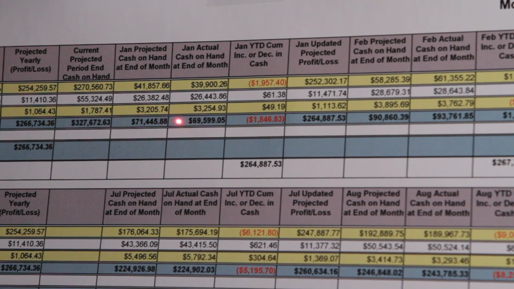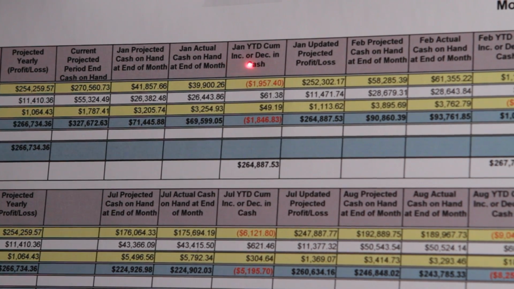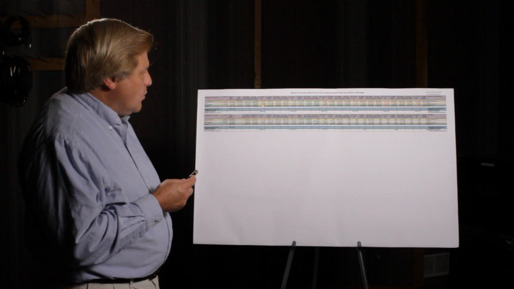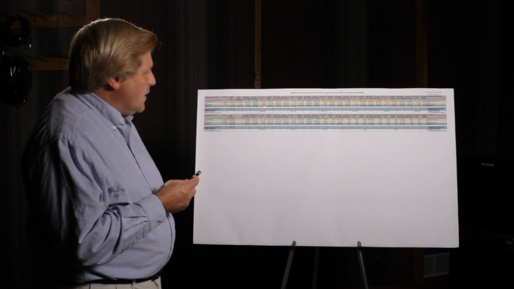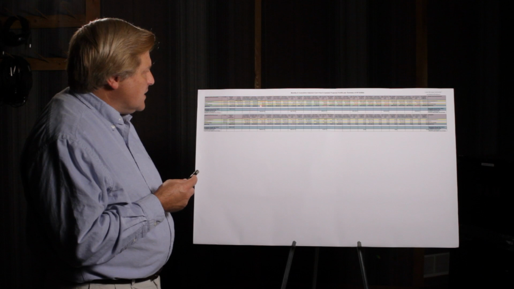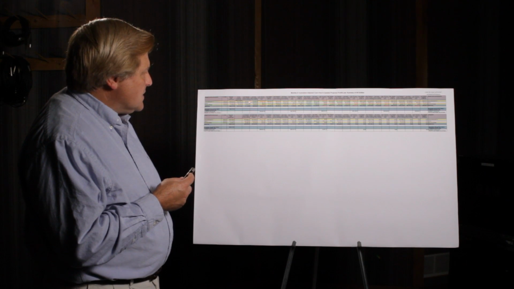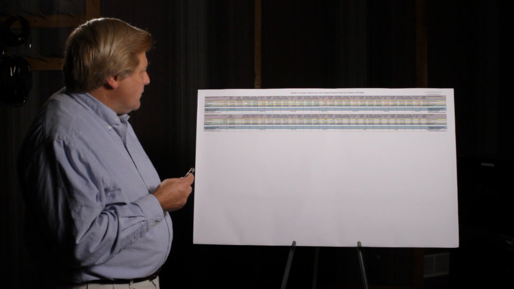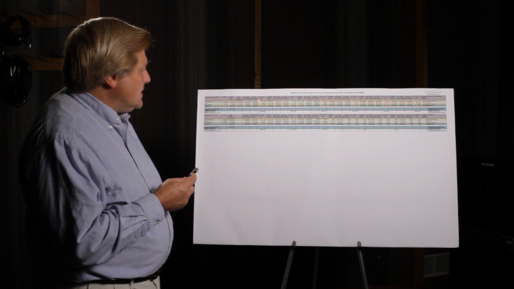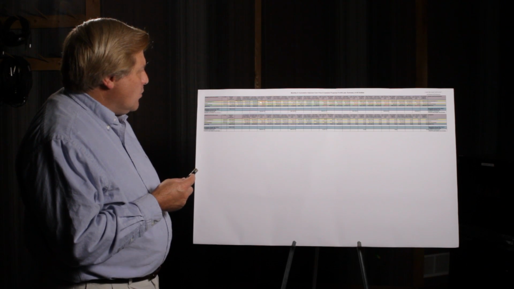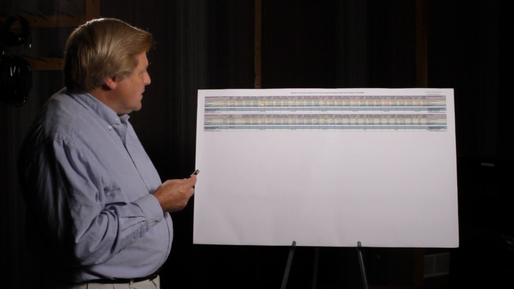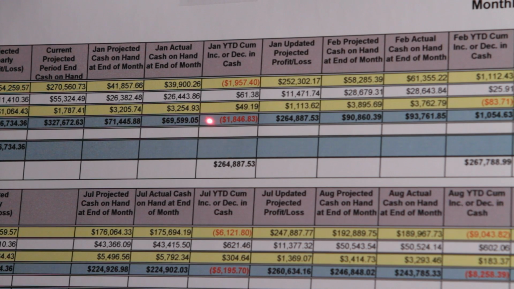Now, the January cumulative increase or decrease in cash shows being $1,846.83 short, and you can see which company the shortage was from. In this case, it's from John's Woodcraft LLC, where he was $1,957.40 less than he thought, and he was a little better in these two, which made the difference of $1,846.83.